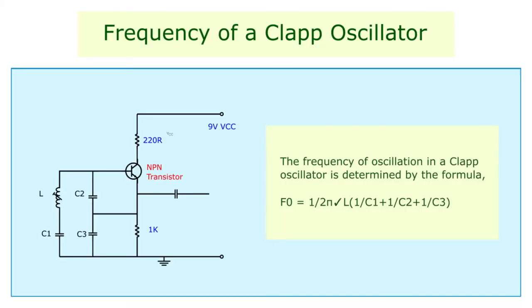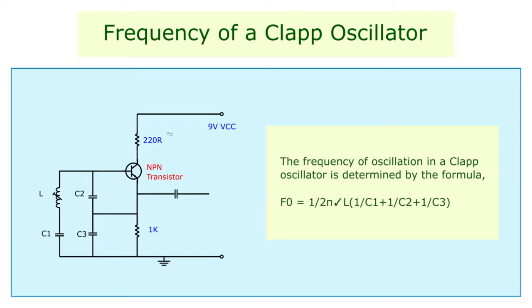Frequency of the Clapp oscillator. The frequency of the Clapp oscillator is determined by the series resonance of the inductor L and the capacitor C1. The capacitor C1 is almost 4 times smaller than the capacitors C2 and C3. This combination of the voltage divider network improves the stability of the oscillator more than the Colpitts oscillator.